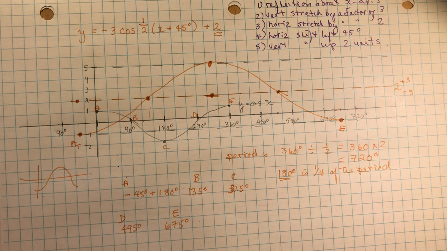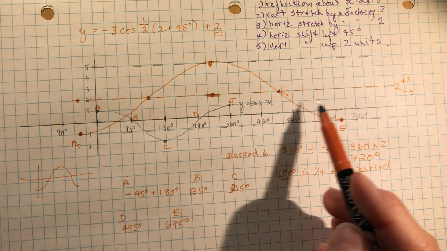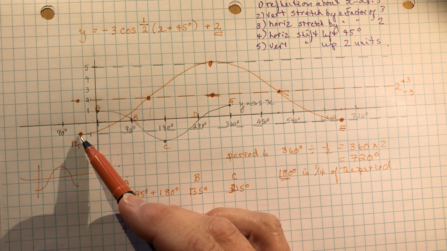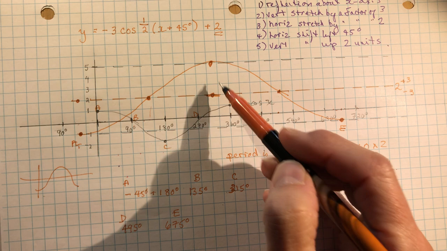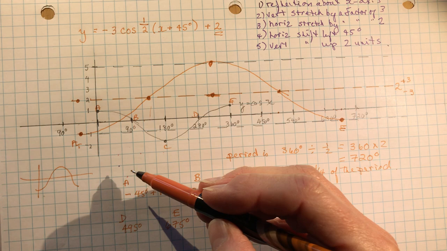Okay, so you can see it's been vertically stretched, or horizontally stretched, sorry, by a factor of 2. So it's twice as big. We moved it to the left 45 degrees. The amplitude is 3. So the domain, of course, would be real numbers, and the range would be between minus 1 and plus 5.